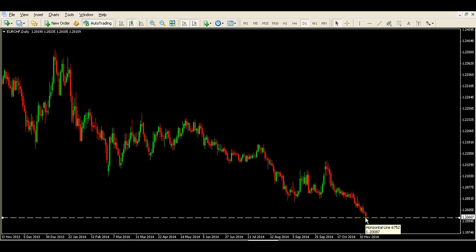So I just thought I'd mention this pair just in case you missed the fact that EURCHF is now back down at near the 120 level.